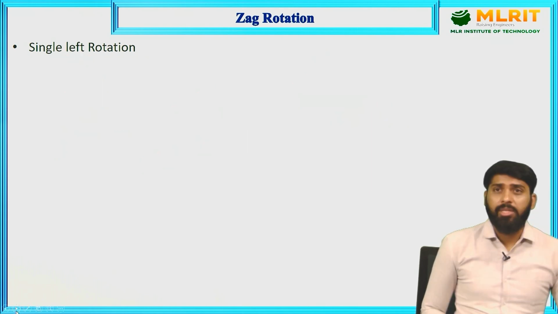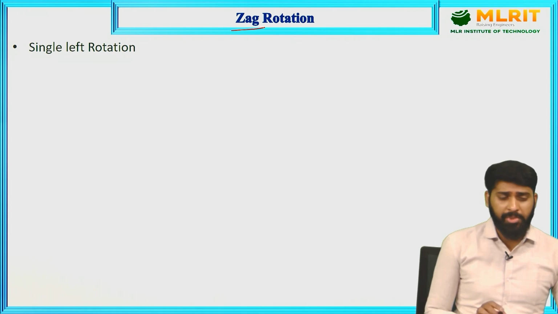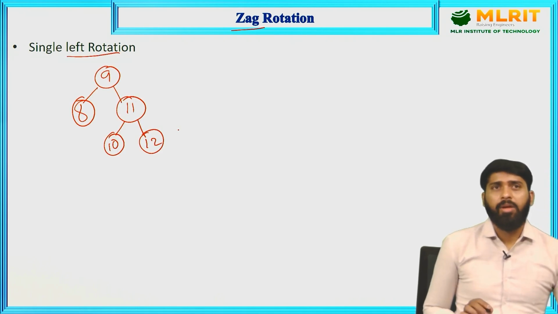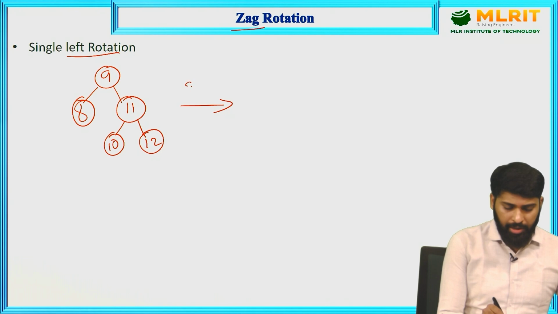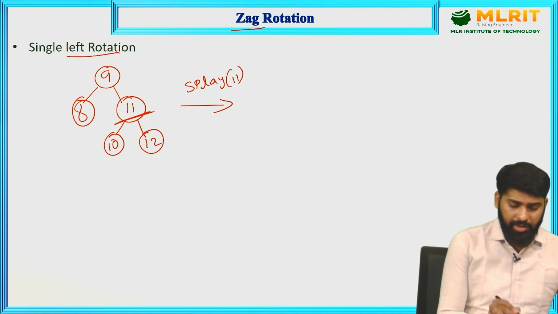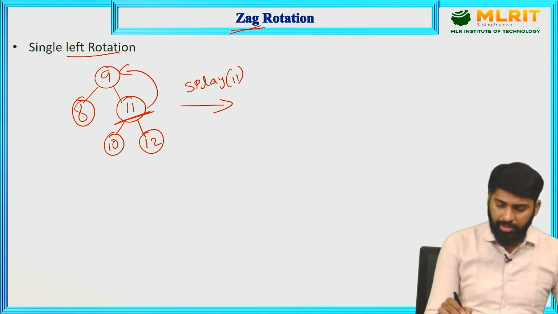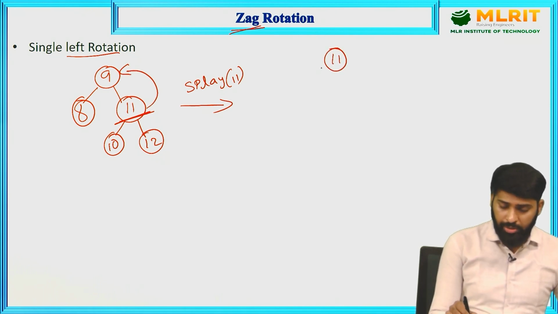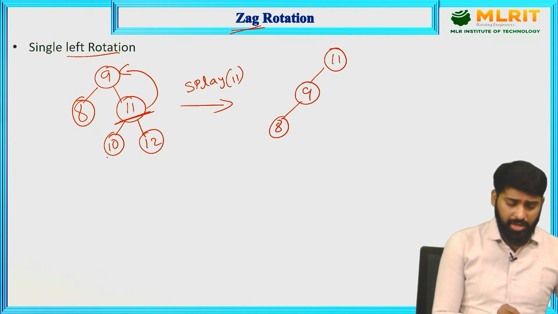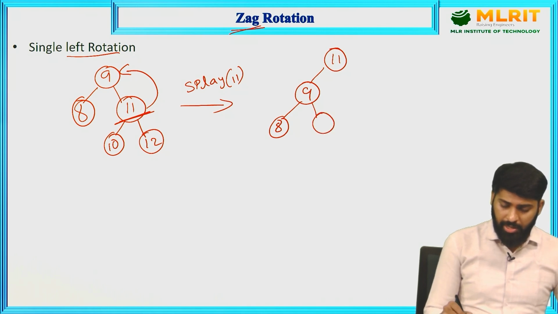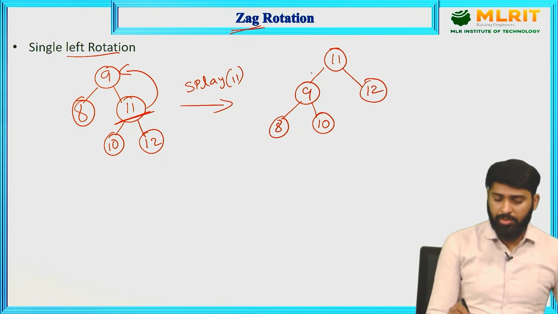Next rotation, zag rotation. Zag rotation means a single left rotation. Now I want to splay 11. Splay 11 means I want to make 11 the root. So a left rotation, which we call zag. When we rotate to the left, 11 becomes the root, with 9 and 8 below it. 10 was the left child of 11, so 10 becomes the right child of 9. That's it. Now 12 is the root.